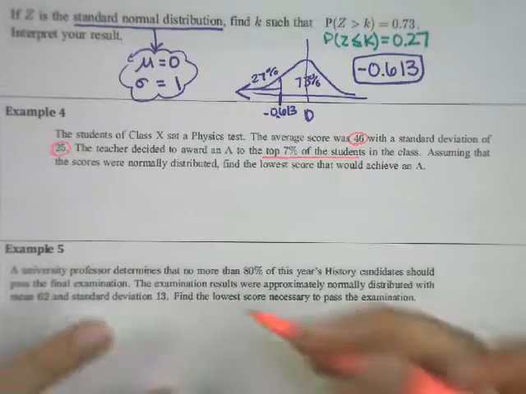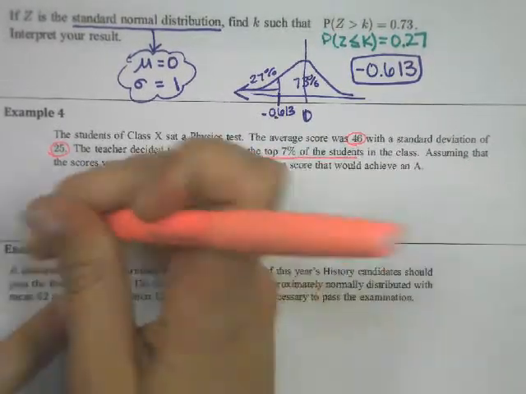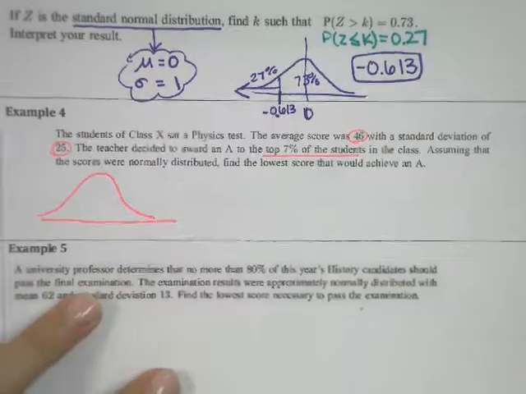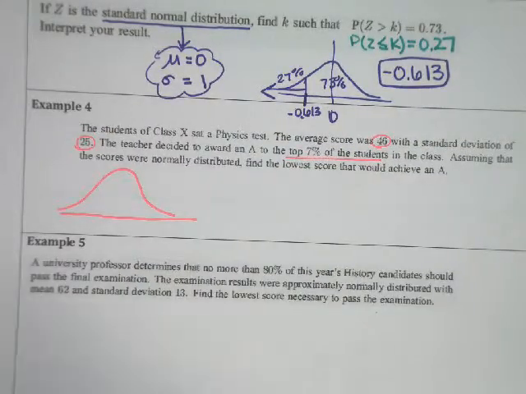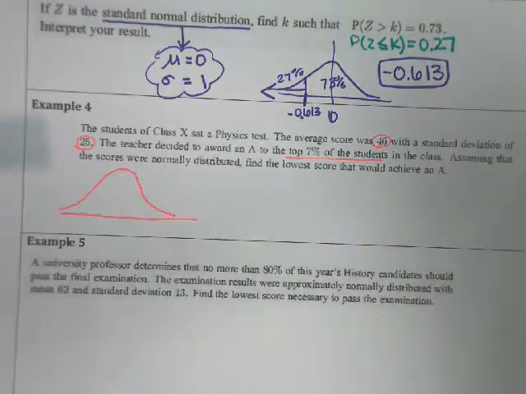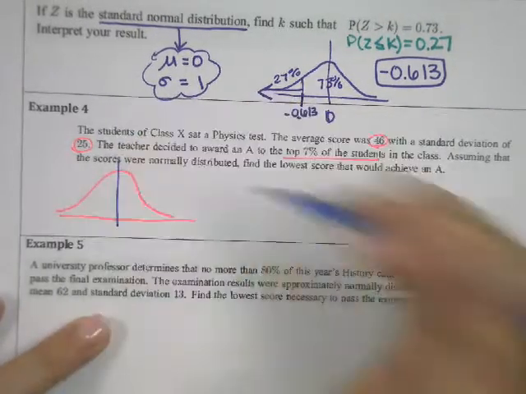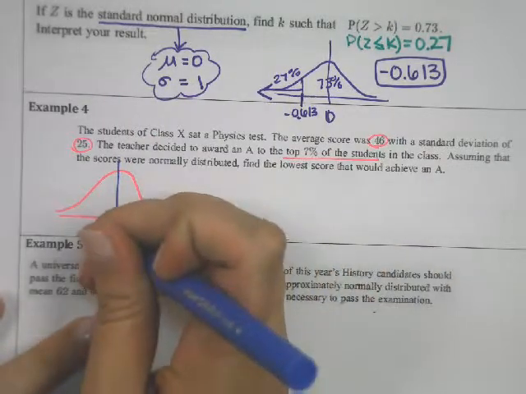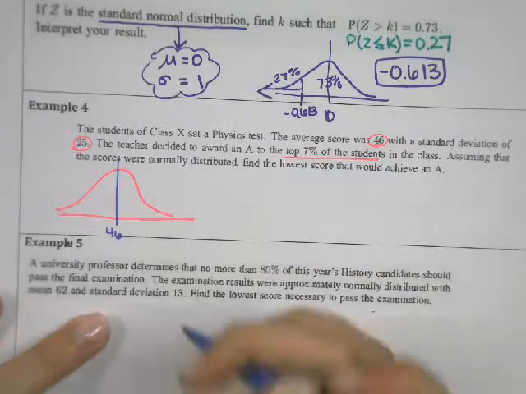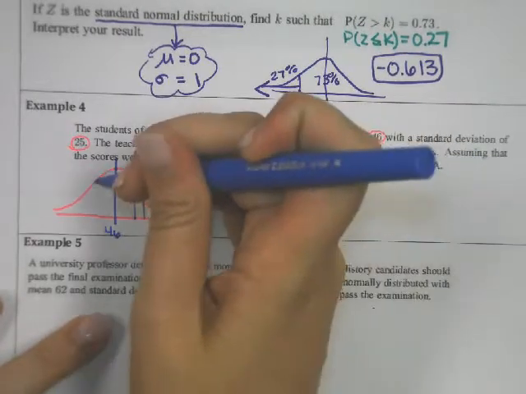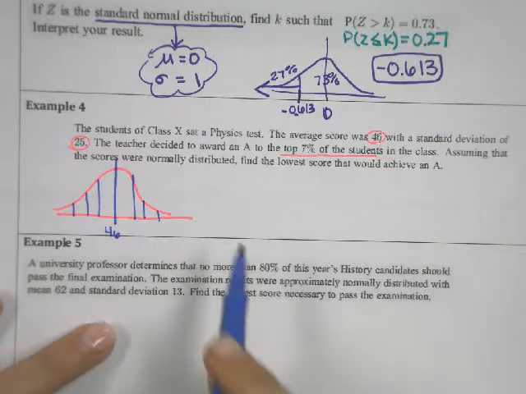All right, so this is normally distributed. Typically with tests, they would shoot for a normal distribution, especially large standardized tests like the ACT, the SAT, that type of thing. They do shoot for a normal distribution. So we have this data. 46 was the average. Standard deviation of 25. So every mark, 25 each one.